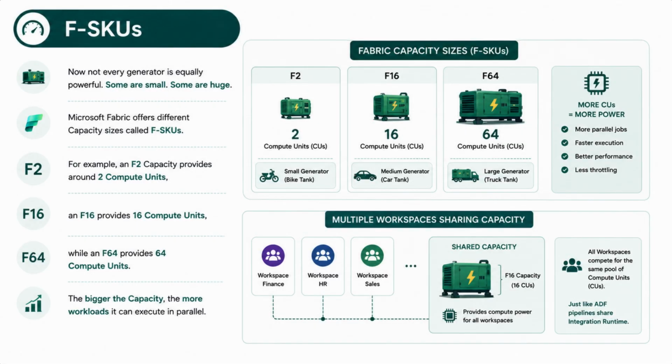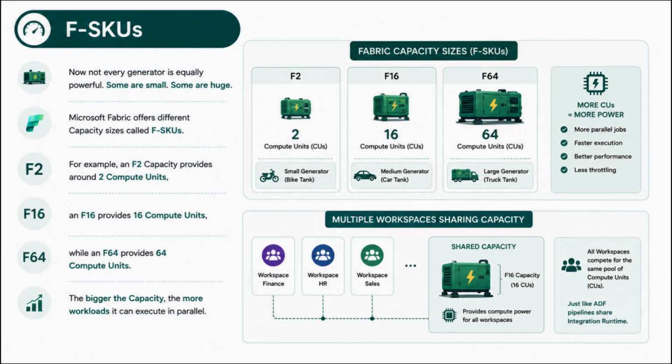Now, let's talk about F-SKUs as well, which is associated with capacity. As in real life, not every generator is equally powerful. Some are small, some are huge. Similarly, Microsoft Fabric offers different capacity sizes called F-SKUs. For example, an F2 capacity provides around 2 compute units, an F16 provides 16 compute units, while an F64 provides 64 compute units. The bigger the capacity, the more workloads it can execute in parallel.